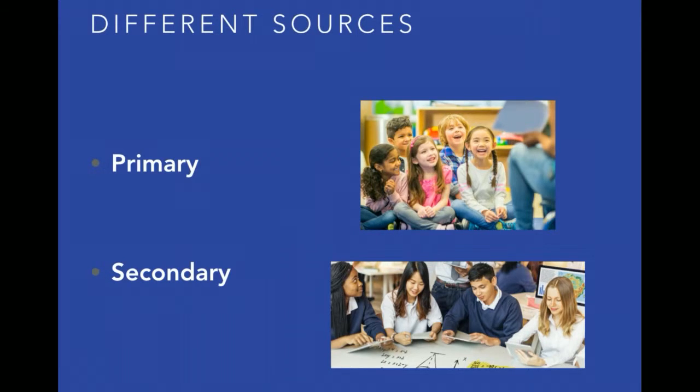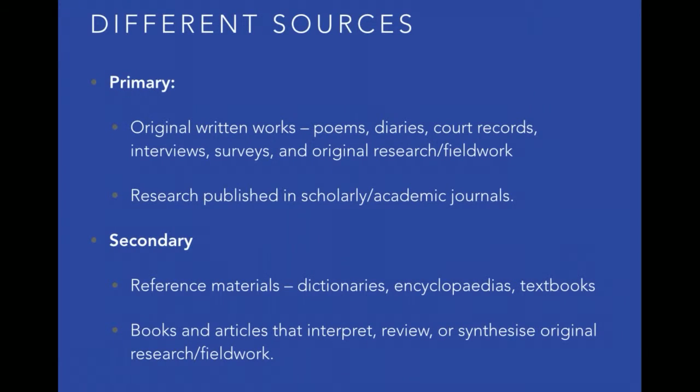Now we know the difference between a primary and secondary source, we should also remember that sources can come in a variety of different forms. For example, primary sources can come in written works, poems, diaries, court records, interviews, surveys, and original research or fieldwork. Or they can be research published in scholarly academic journals. Secondary sources can be reference materials, as in dictionaries, encyclopedias, or textbooks, or books and articles that interpret, review, or synthesize original research or fieldwork.